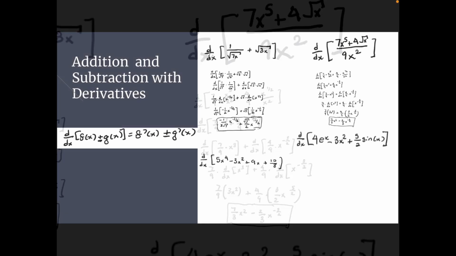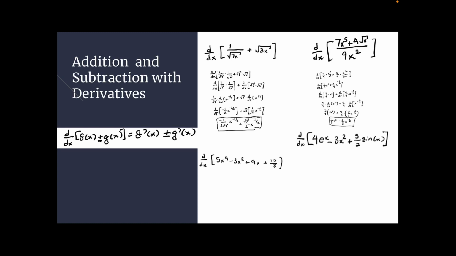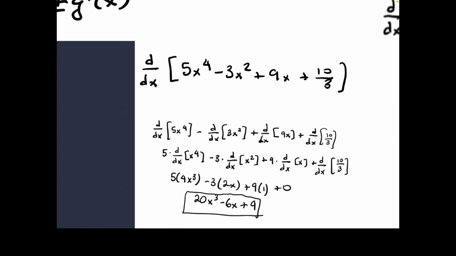So for the third problem, you have the derivative of 5x to the fourth minus 3x squared plus 9x plus 10 over 3. And notice that this is just a traditional polynomial, and at this point, you can take the derivatives of all polynomials. All you gotta do is distribute the derivative. So you have the derivative of 5x to the fourth minus the derivative of 3x squared plus the derivative of 9x plus the derivative of 10/3. We could factor out the constants, 5, 3, I already factored out the negative 1 in the second term, plus 9, we could factor out the 9 in the third term, and there's nothing to factor out for the last one, it's just a constant.